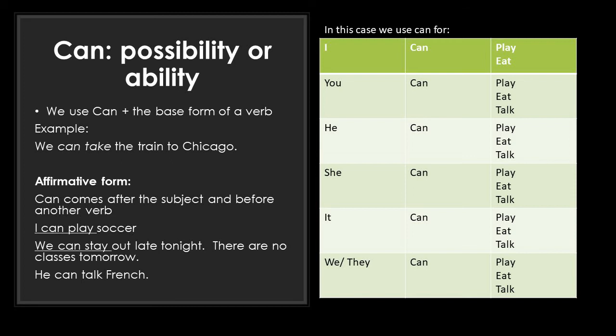Now, for the affirmative form, can comes after the subject and before another verb. These are the sentences that I mentioned before. In this case, we have I can play soccer. We can stay out late tonight. There are no classes tomorrow. He can talk French. Okay, this is for affirmative statements.